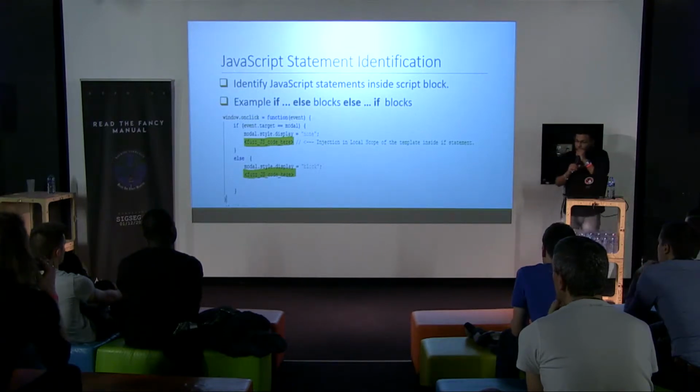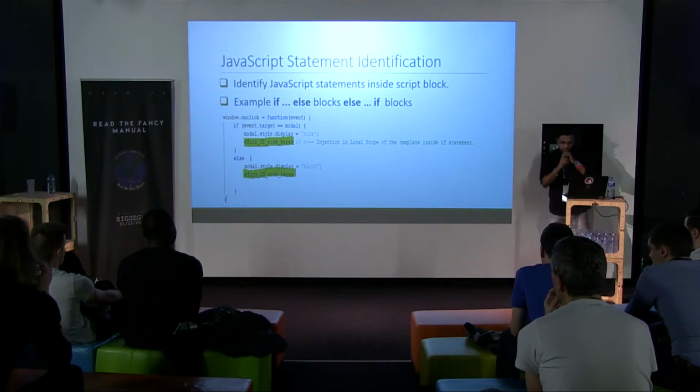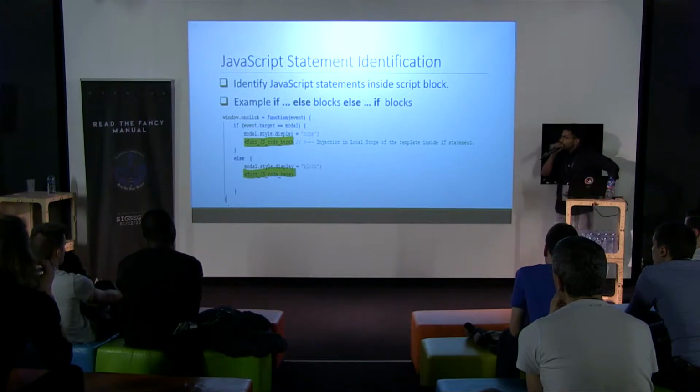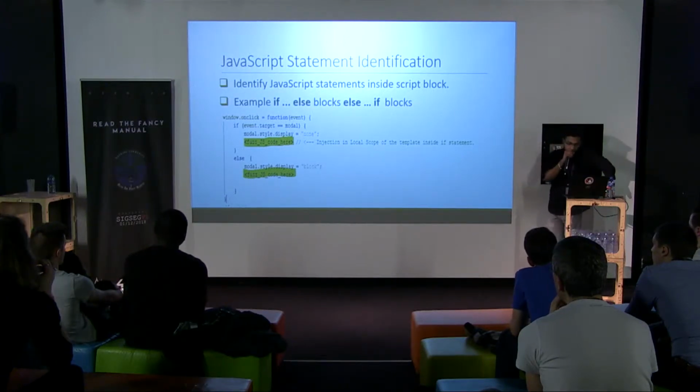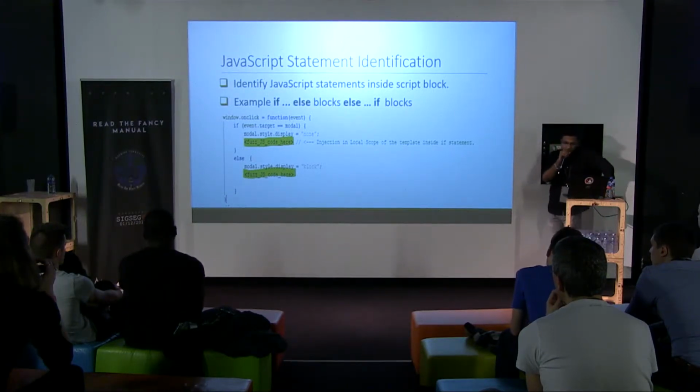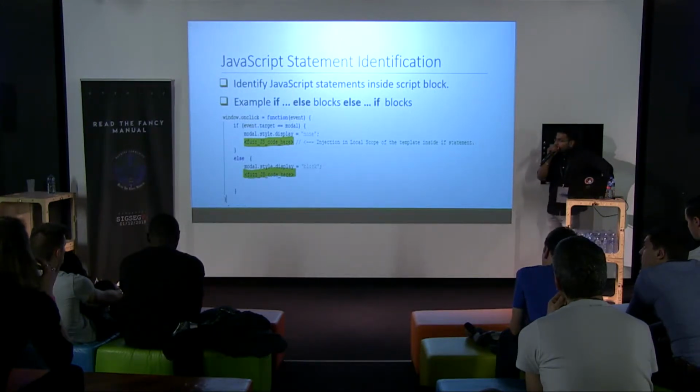JavaScript statement identification is where our pattern recognition engine will try to identify different if and else statements inside JavaScript code, so that we can inject our fuzzing code into those places.